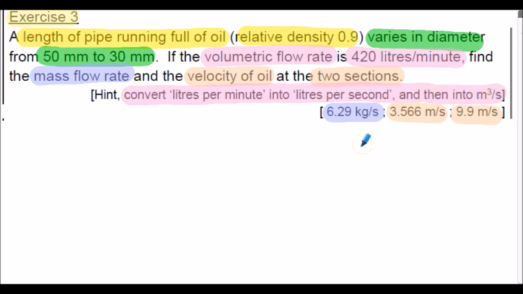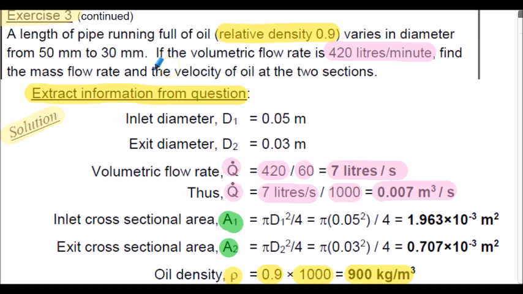Answers are shown in the square bracket here. I'd encourage you to stop the presentation and attempt exercise 3, but I'll very briefly outline the full solution on the following slides. For exercise 3, here's the beginning of the solution.